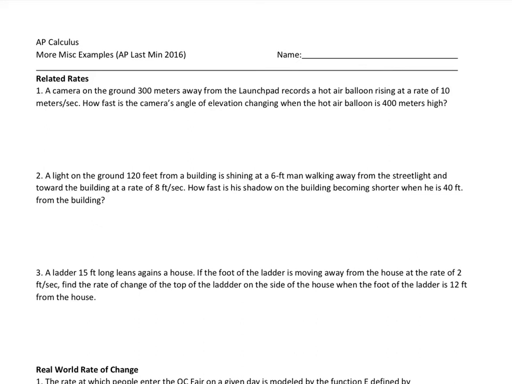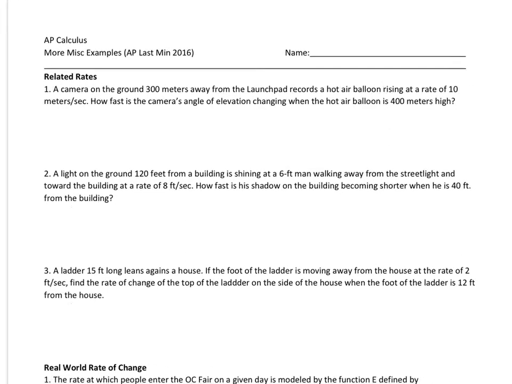So let's take a look at these, and the first one says, a camera on the ground 300 meters away from a launch pad records a hot air balloon rising at a rate of 10 meters per second. How fast is the camera's angle of elevation changing when the hot air balloon is 400 meters high?